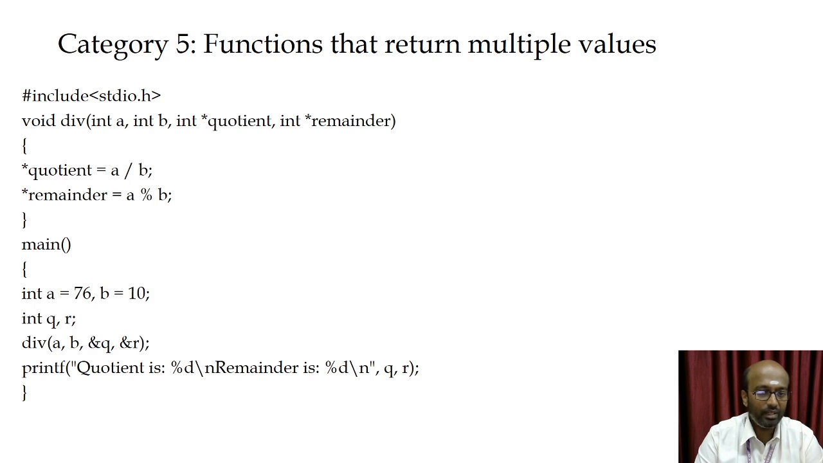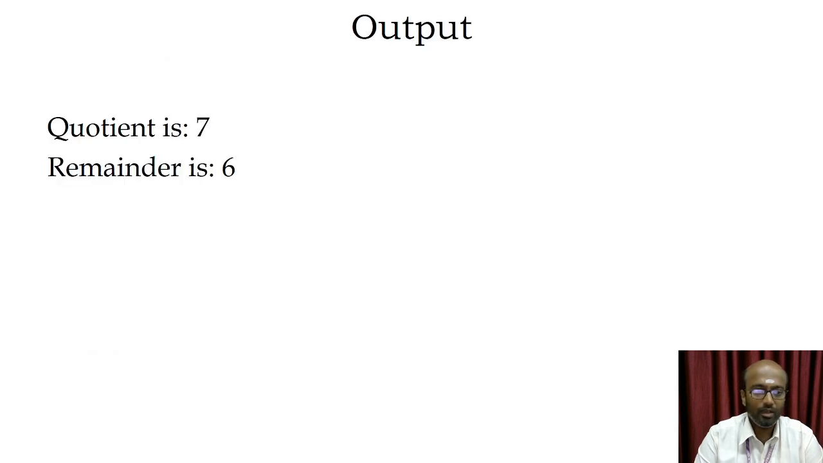The values are returned for q and r. It is stored in the addresses of q and r and those values are printed. This is how we can return multiple values in functions, and this is the result being printed. In this final category, we can return multiple values using arrays or structures and also pointers. Thank you.